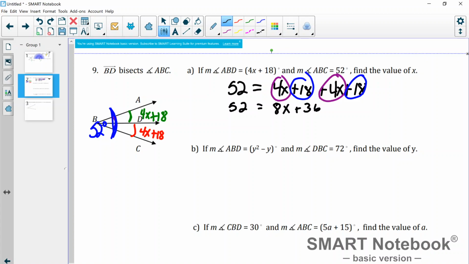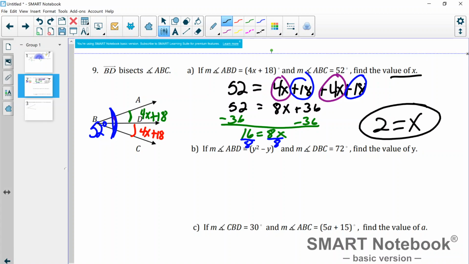So here we need to find x for this particular problem. So we'll subtract 36 from both sides, and we get 16 equals 8x. We'll divide by 8. 16 divided by 8 gives me 2, which gives me a value of x. So 2 is equal to x. So in this particular scenario, 2 is equal to x.